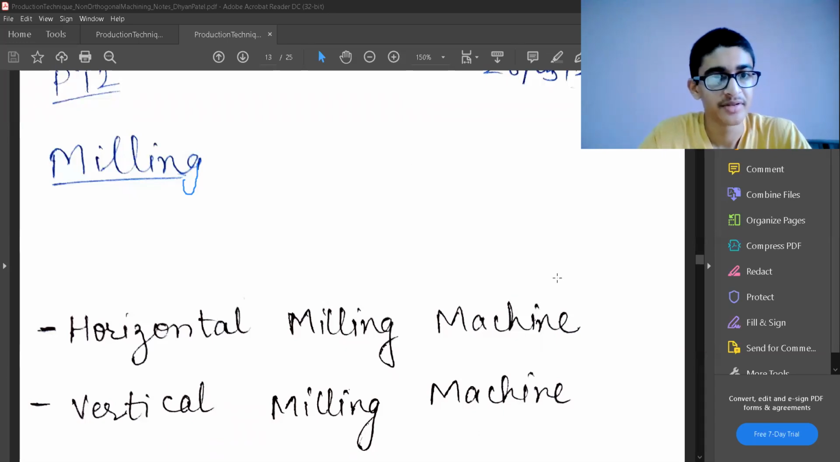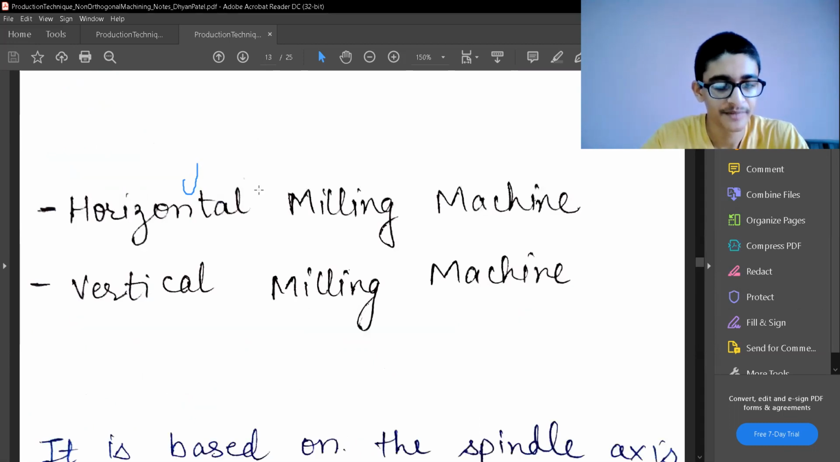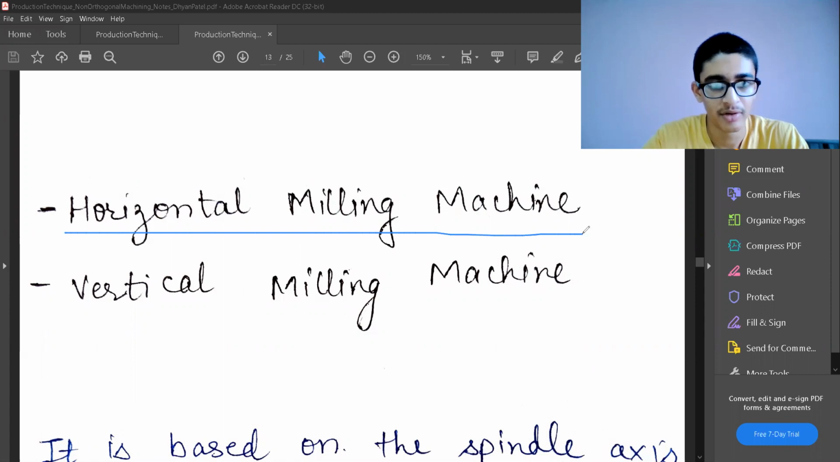So till now, we have seen multiple orthogonal or non-orthogonal machining processes such as planing and shaping, turning and drilling operation. Now we'll look at the milling operation. So let's start with it. So we have horizontal milling operation and vertical milling machine.